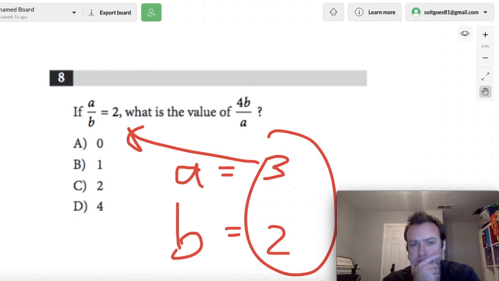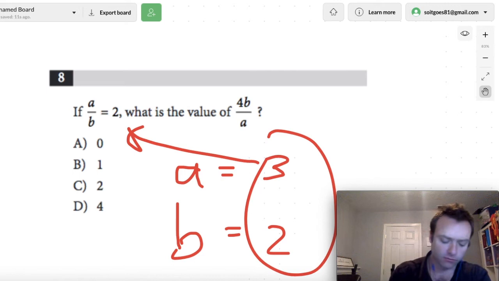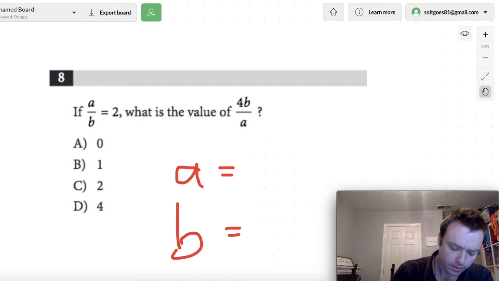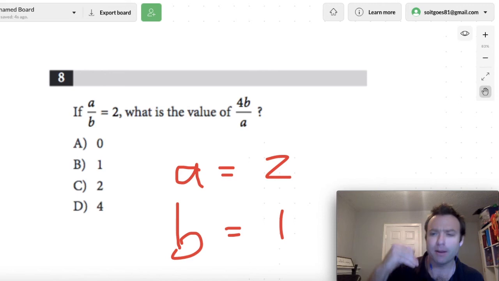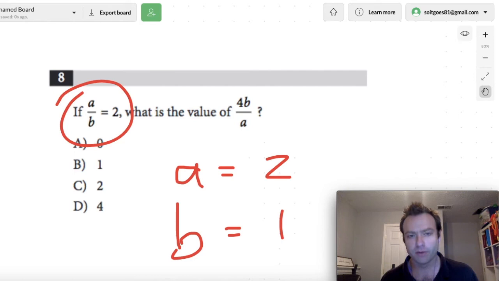I've got to work within the limits of the question. I've got to pick values for A and B such that A divided by B gives us 2. So 3 and 2 wouldn't work. We've got to do something like 2 and 1, which will work just fine. I could also pick 4 for A and 2 for B. That would work. If I wanted to, I could do 8 for A and 4 for B. As long as A divided by B equals 2, I can pick any value for A and B and it's going to work out just fine. Does that make sense? Yes.